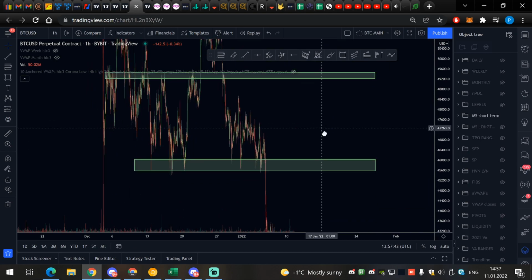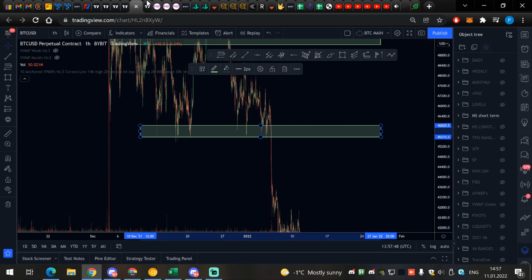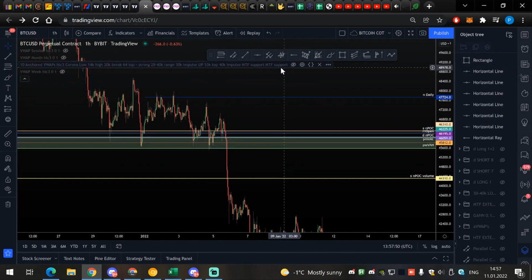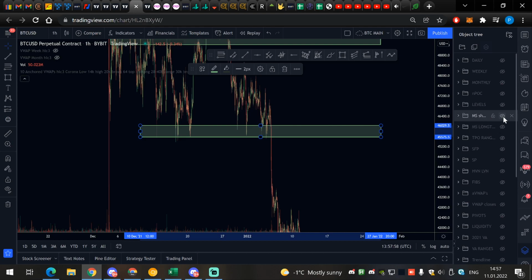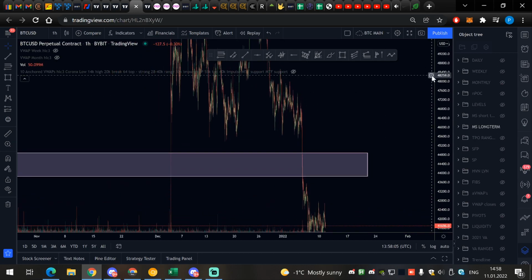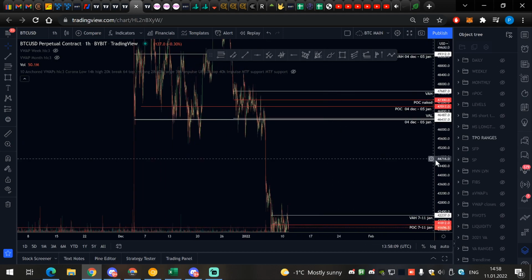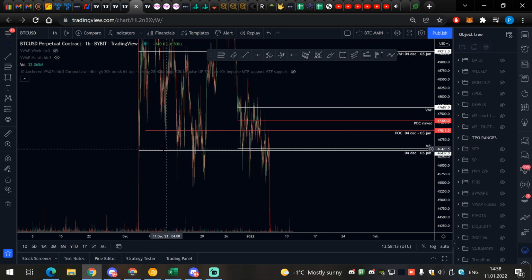Shorter market structure. We can do this one, strong region. Yes, it's within. So we have market structure on our side. Long term. This one is not relevant. And we need all those levels.